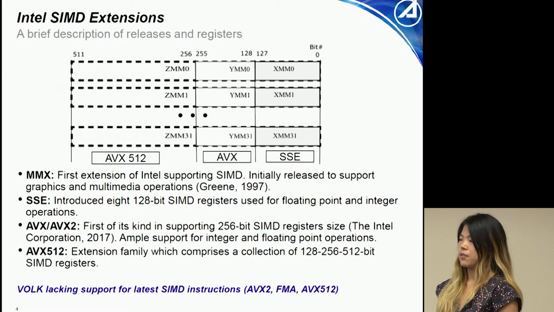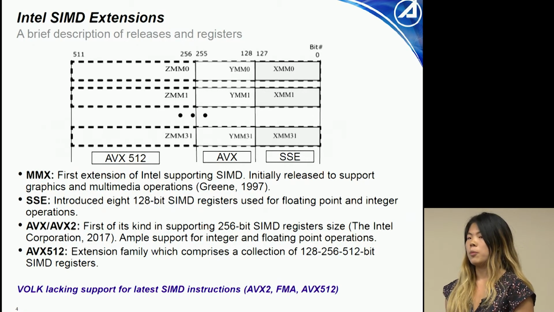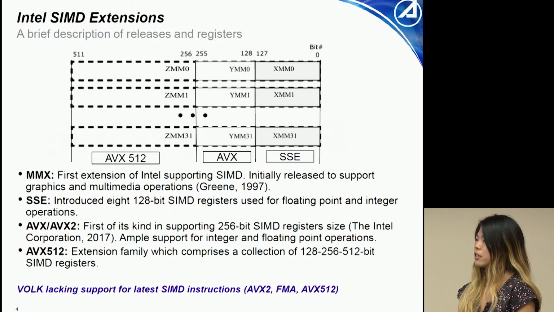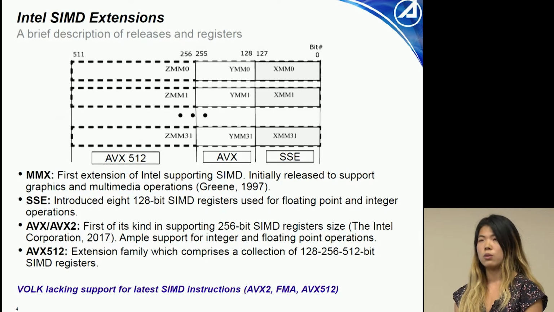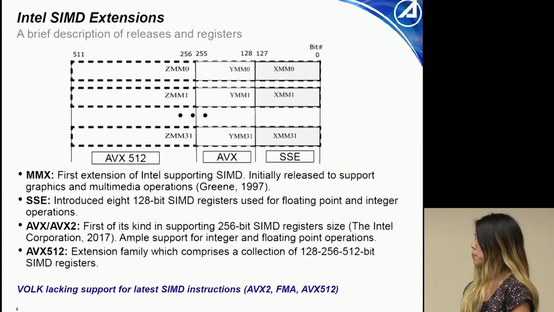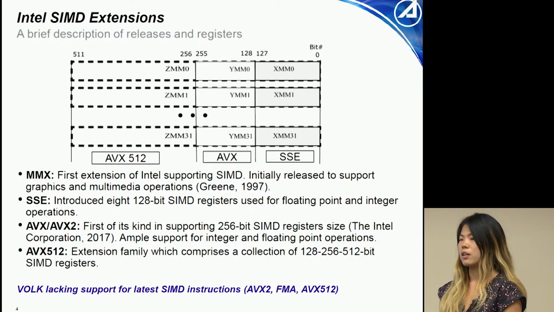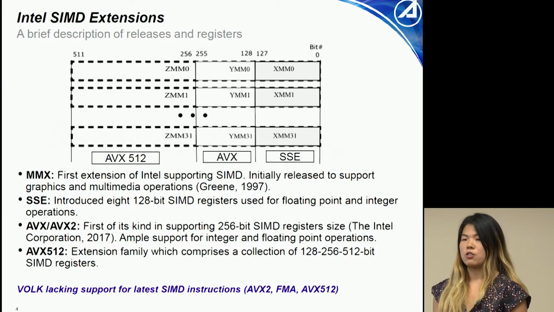And then finally, there's AVX512, and this has support for up to 512-bit registers. This is only available on select processors, such as the Xeon Phi processors. So there are fewer applications that use it, but some that do use it are X264, which is an MPEG-4 video encoder, and RPCS3, which is a PlayStation 3 emulator. So when we started this project, VOLK was lacking support for AVX2 and FMA, which is a subset of AVX2, and AVX512. And so what we worked on is adding support for these instructions to VOLK.